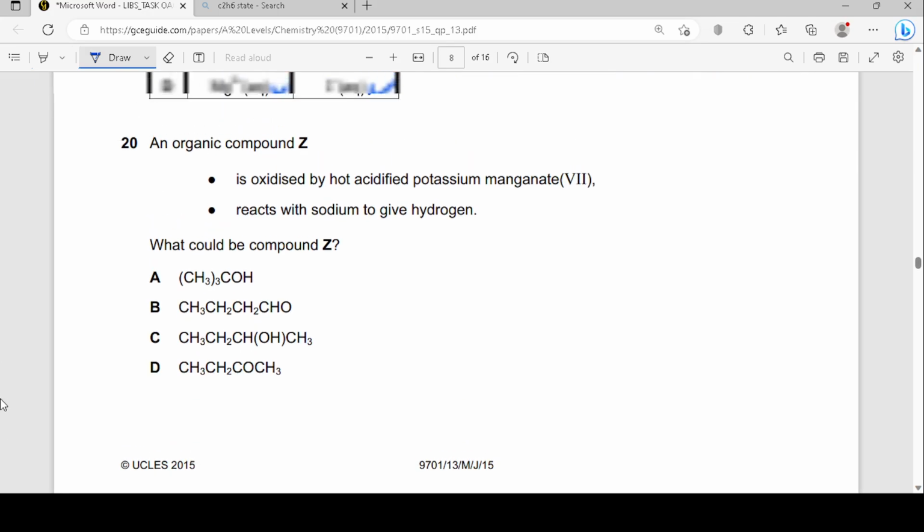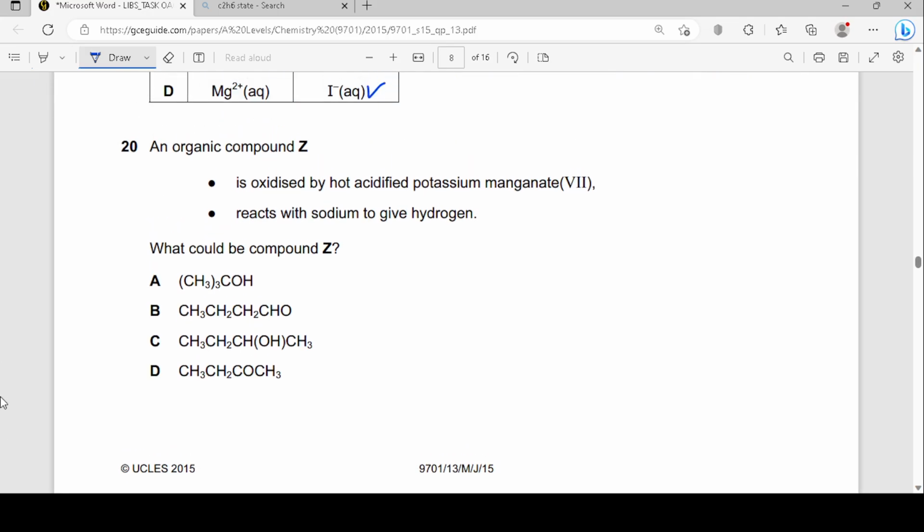Okay, next question. An organic compound Z is oxidized by hot acidified potassium manganate 7 and reacts with sodium to give hydrogen. What could be compound X? So first we have this one. I'm just going to draw them out. Or you could draw it out fully if you want. I just like skeletal formulas. They're so pretty and convenient.